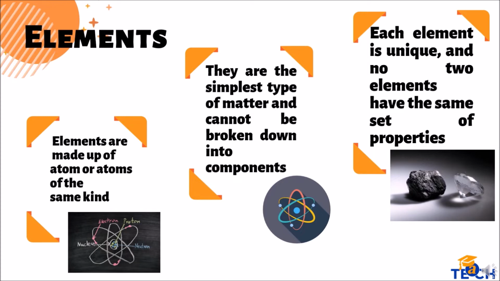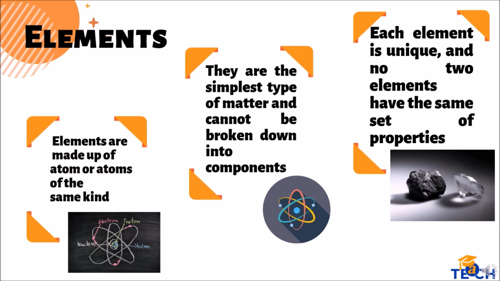Going back to our topic, what are elements? Well, elements are made up of atoms of the same kind. Now, remember that atoms are the building blocks of matter. Elements are also the simplest type of matter and cannot be broken down into components. Then, each element is unique, and no two elements have the same set of properties.